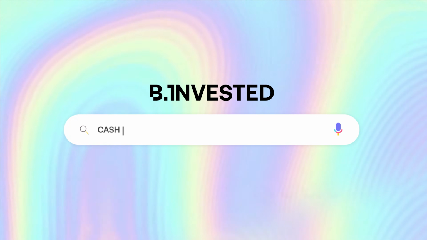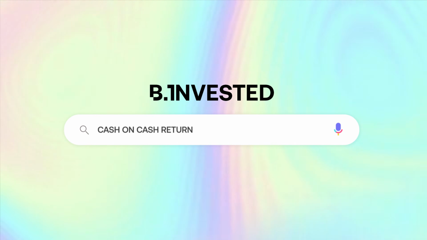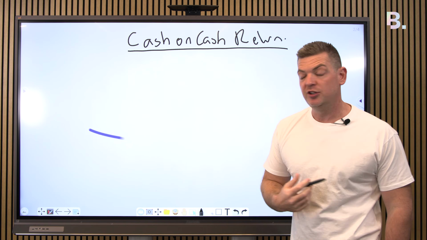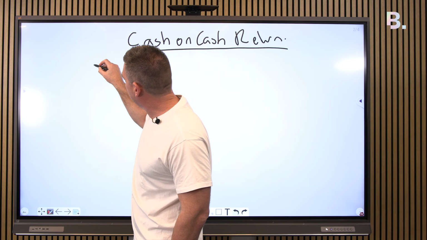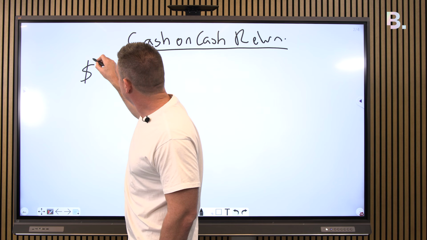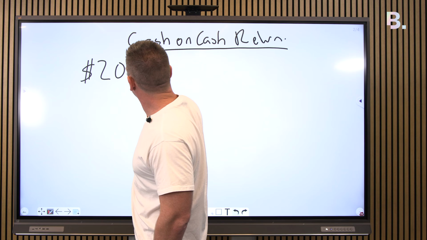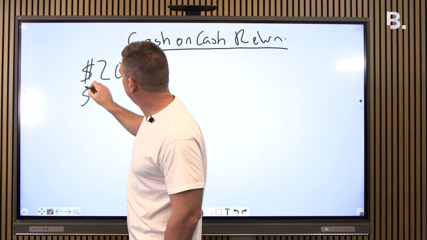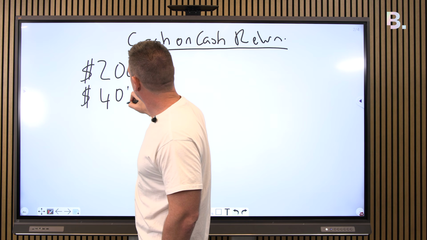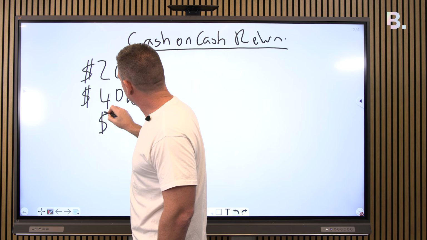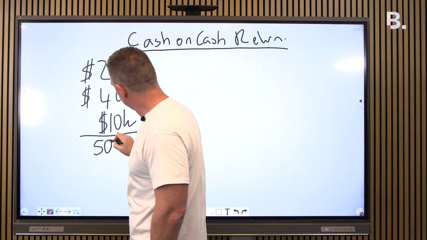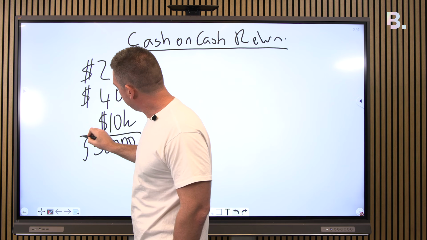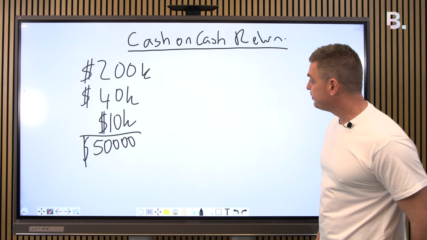Today going to be talking about cash on cash returns. So let's look at this. What is cash on cash return? The way I look at that is if you are buying a property for, say, $200,000, you need to put in a $40,000 deposit, 10 grand for closing costs. That means you need to put in $50,000. And what are you getting back out of your $50,000?